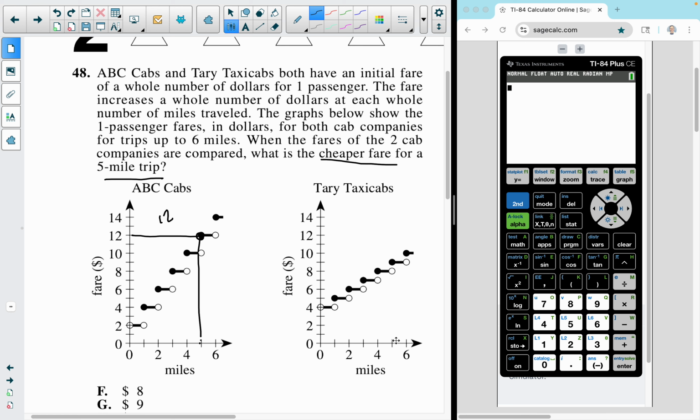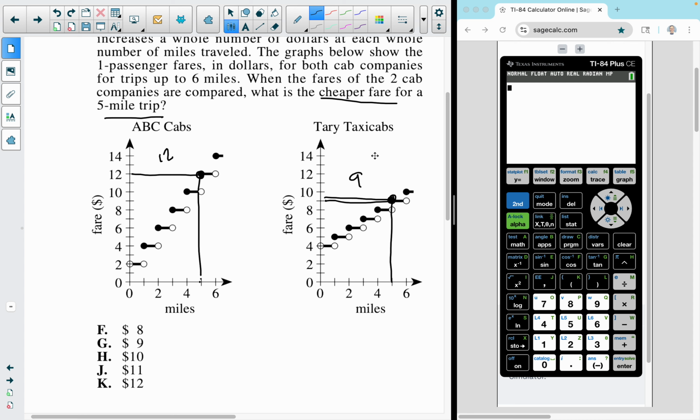And Terry taxi cabs, again, 5 miles, going to go up to the solid dot, because that's the one that's included, and then go over to the side, which is roughly $9. So this is what is the cheaper fare for the 5-mile trip. Cheaper fare would be the $9, so the answer is G.